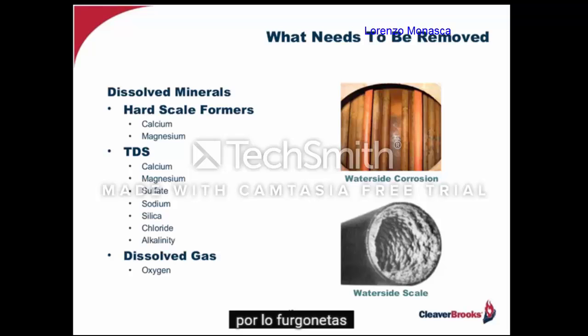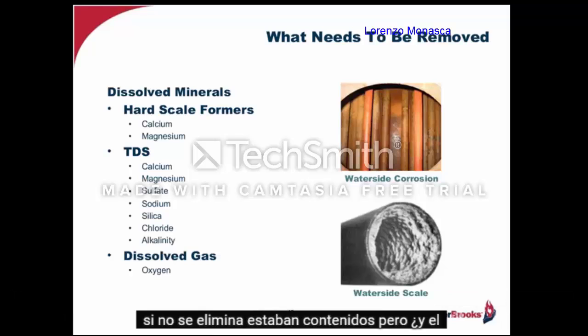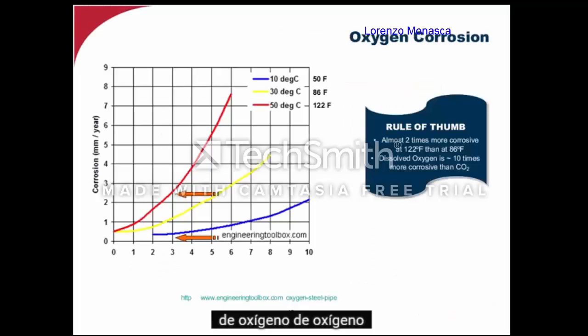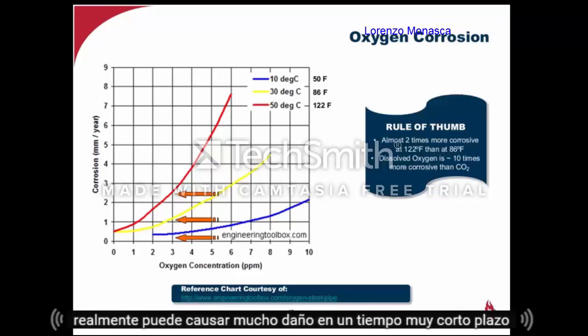So, that's a bit about mechanical removal of dissolved minerals, which can play havoc with the boiler system if not removed or contained. But what about the dissolved gas that you see at the bottom? Dissolved gases, oxygen. Oxygen, when it comes in contact with ferrous metals, can really cause a lot of damage in a very short period of time.